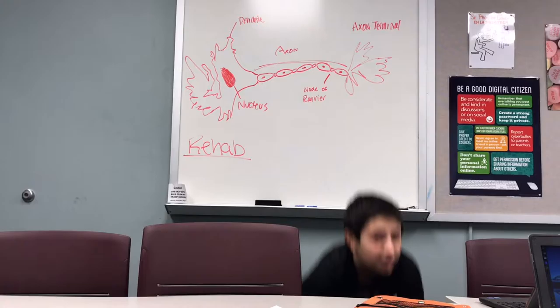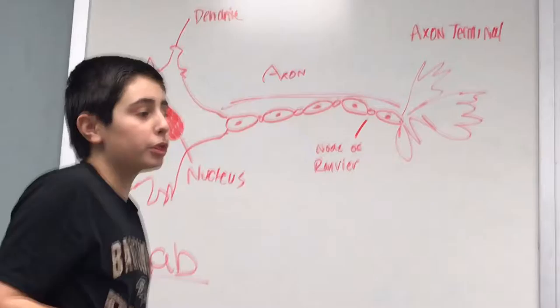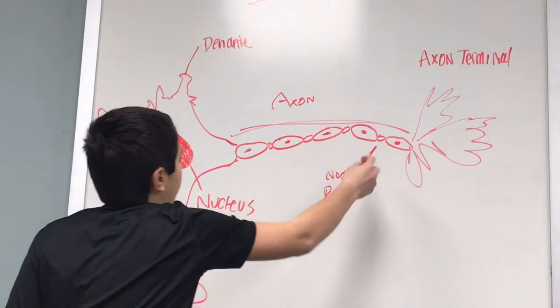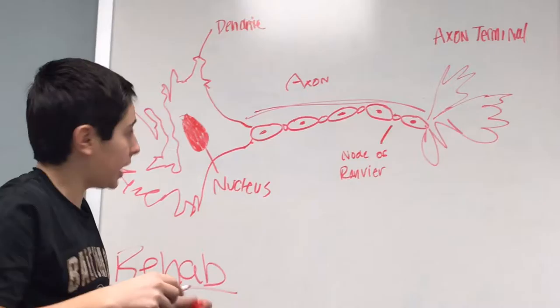Okay, so the second part that I'm going to tell you about is the axon. Now, the axon is probably the most easily visible part of the neuron, and it is this thread-like part that runs along right here in my example that I drew, and it connects the axon terminal to this part where the nucleus is and the dendrites.